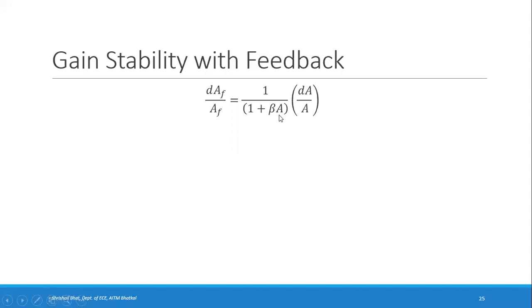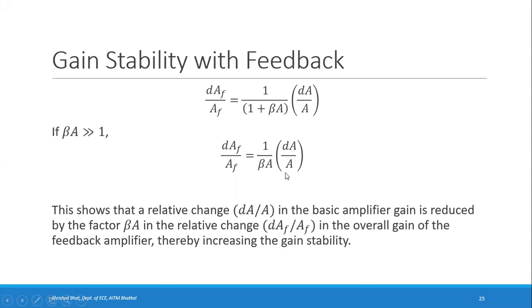Again, you can make an assumption that if beta A is very much greater than 1, then 1 plus beta A can be just replaced with beta A. So it will just become dAF by AF is 1 by beta A into dA by A. This shows that a relative change, that is dA by A, in the basic amplifier gain is reduced by the factor of beta A in the relative change dAF by AF. That means the gain becomes more stable. We are just trying to show that the gain becomes more stable.